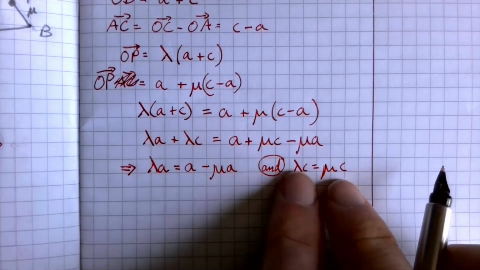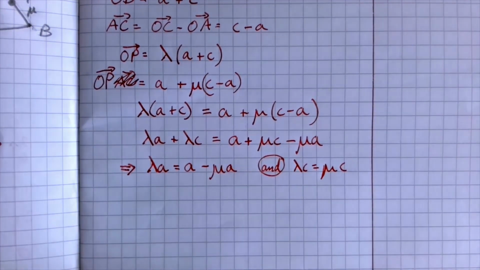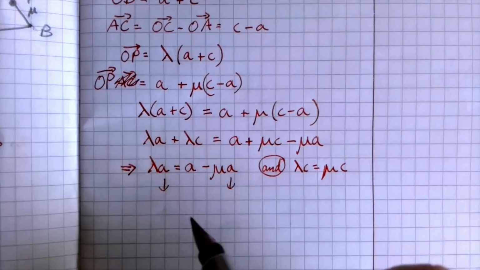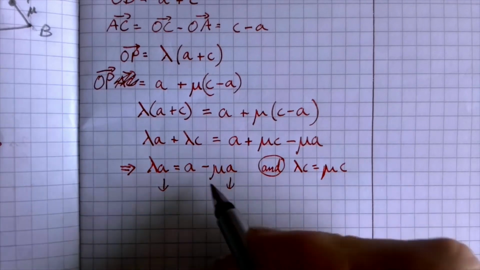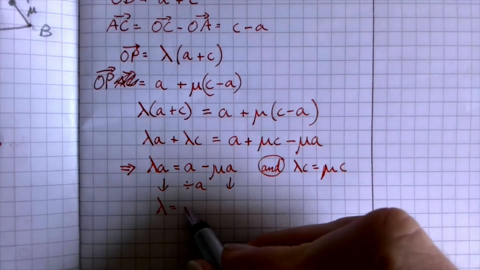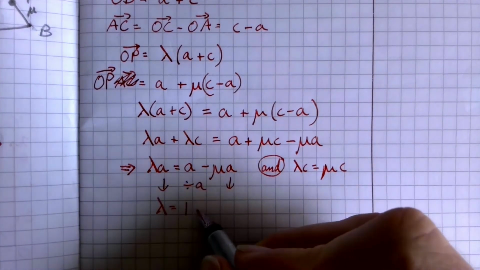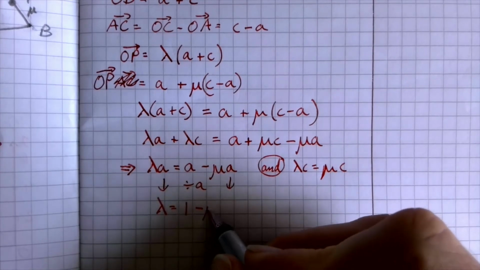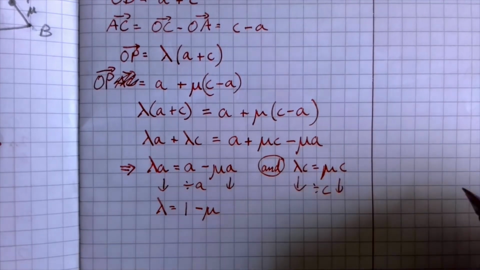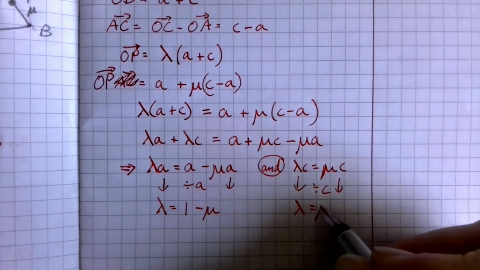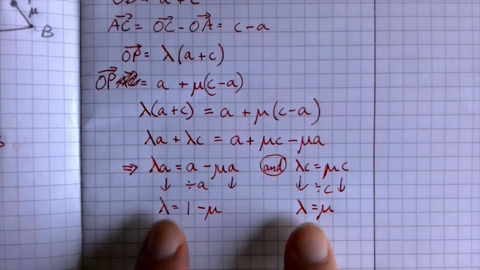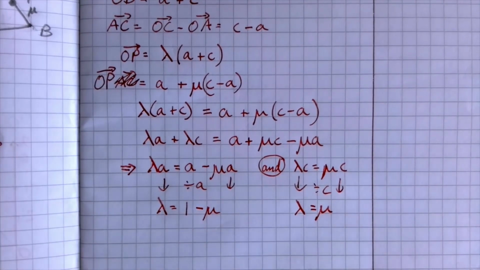So this shows that we've got this featuring and that featuring. Now we've got the a's and the c's, but they're kind of irrelevant. Why are they irrelevant? They're irrelevant because they're in every single term of our equation. So I can divide everything by a, and I get that lambda is equal to 1, because a divided by a is 1, minus mu a divided by a is minus mu. And over here we can divide by c to get rid of the c, and we get lambda is equal to mu. Here we've now got two different equations for lambda which we can solve simultaneously.